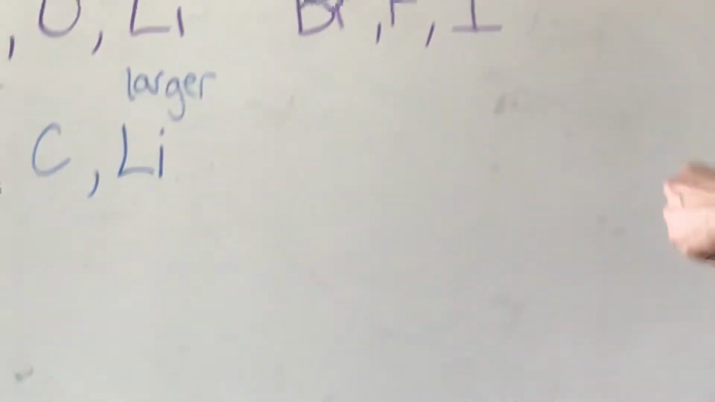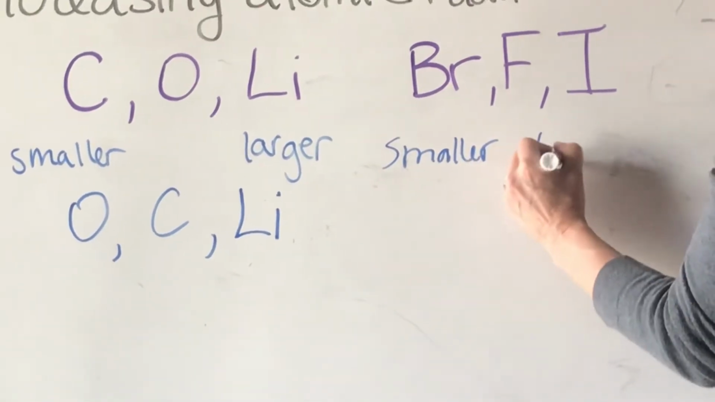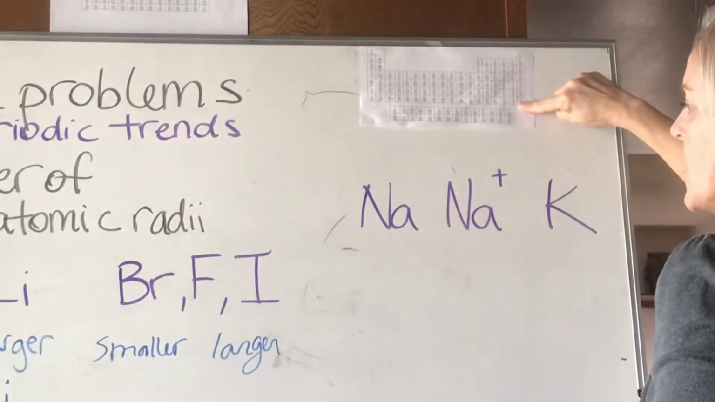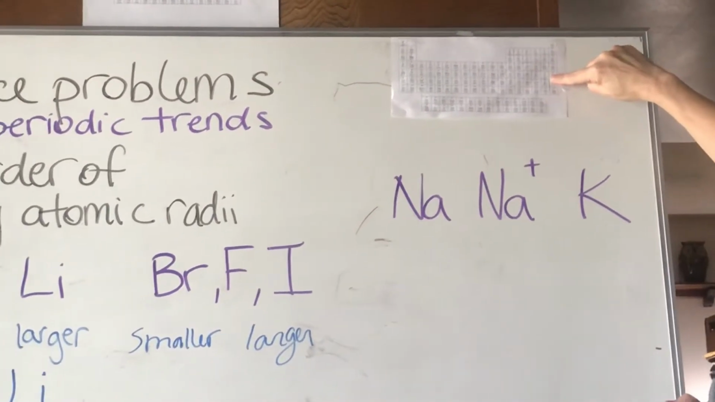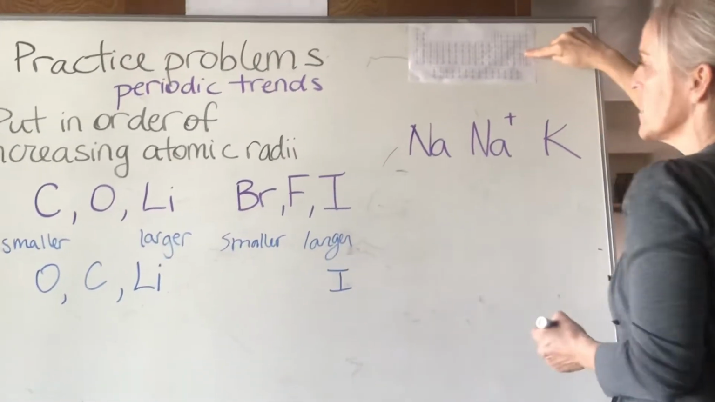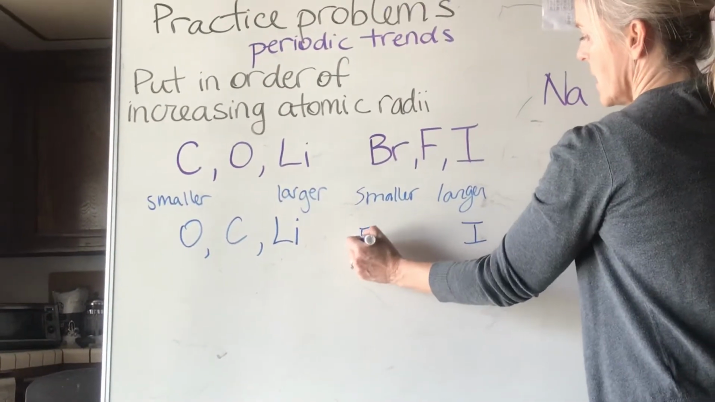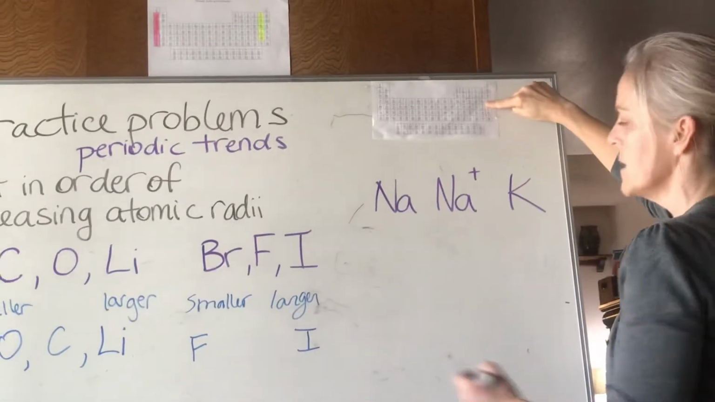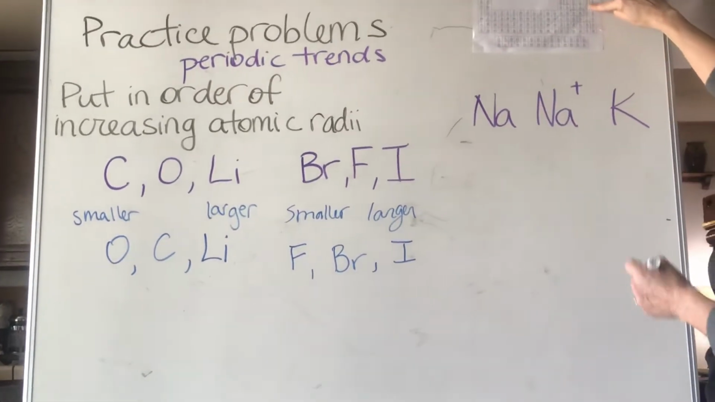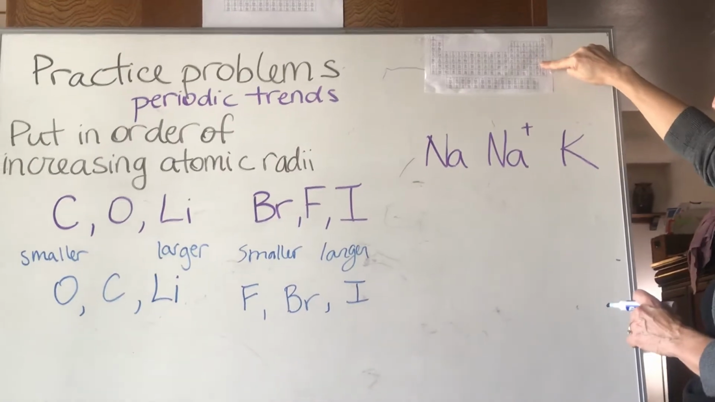Going down, same idea, just write smaller to larger. So as you go down, it gets larger. The largest one is the iodine. The smallest one of those three is fluorine at the top, and then bromine's in the middle. And then you just look, the top is going to be the smallest, so smallest, next largest, largest.